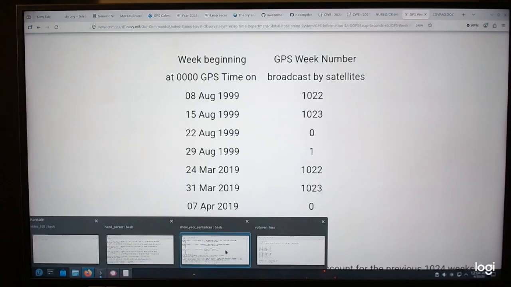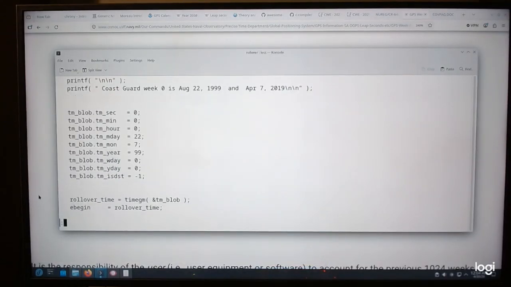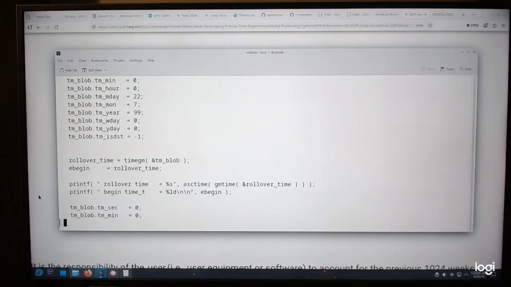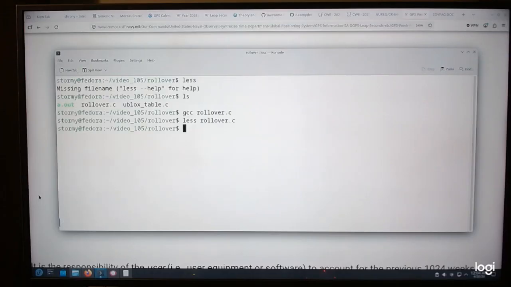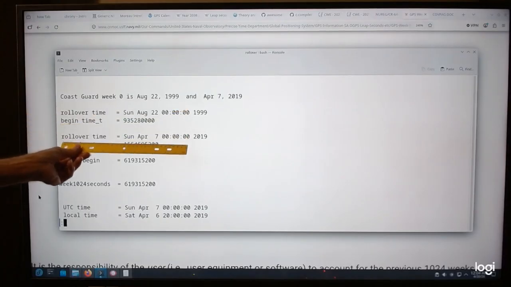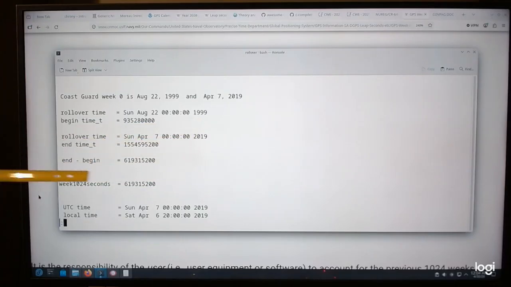So can we get the same number of seconds? Let me get out of here and do that. And I'm going to pipe that to less. Yeah, see right here? August the 22nd, April the thing right here. So I get the same number.